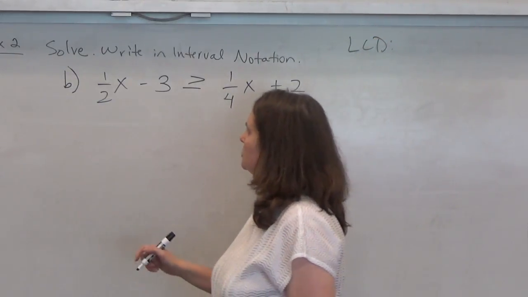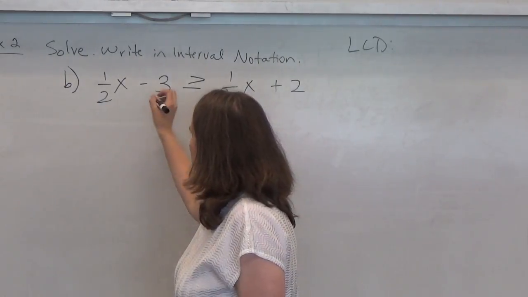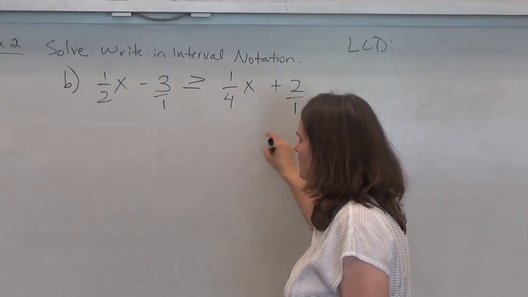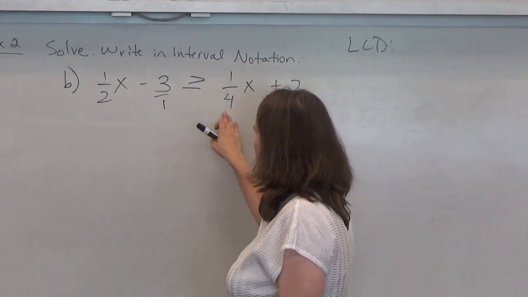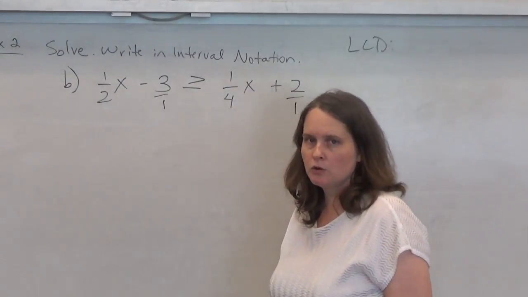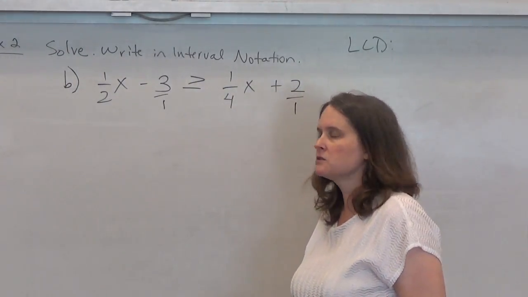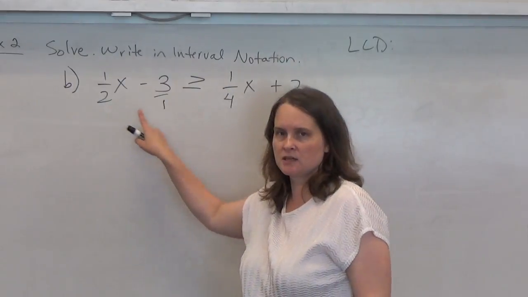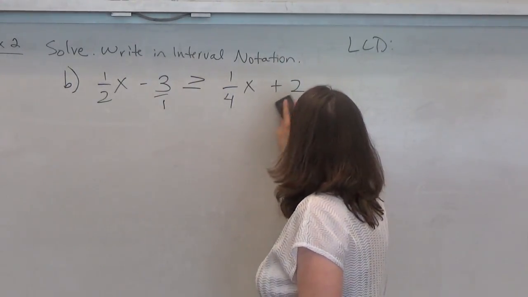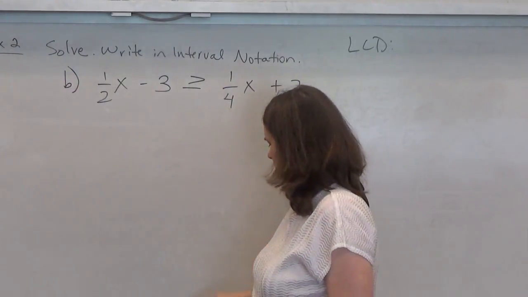Okay, so you look at all of your denominators. You've got a 2, that's a 1, that denominator is a 4, and that denominator is a 1. So looking at all of these denominators, you want the least common multiple of 2, 1, and 4. The least common multiple is going to be 4. That's the smallest number that each of these denominators can evenly divide into with no remainder. Okay, so my LCD is 4.